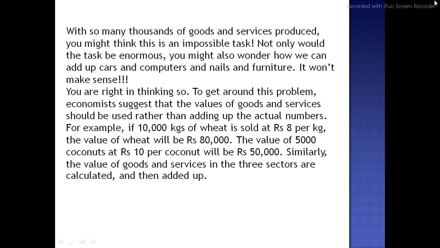First, the value of all the goods and services produced in the different sectors is taken out. After that, these are added together, because wheat cannot be added with coconut. So we are taking the value of it. Here we see 80,000, and here we see 50,000.